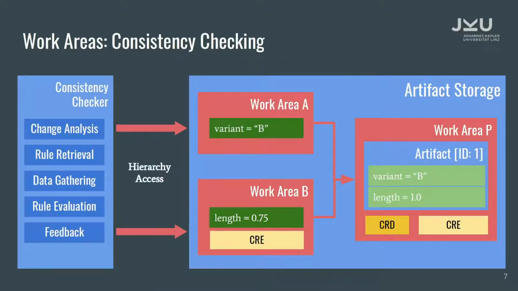How are we consistency checking in this setup? Essentially, we are looking for change events within the work areas. We retrieve rules, consistency rules, essentially, here represented through a CRD, a consistency rule definition. We gather all data necessary for a consistency check of that consistency rule, and we perform a rule evaluation and write the result back as a so-called CRE, a consistency rule evaluation artifact. And these are also stored in the work areas, of course. So every work area has its own consistency state.